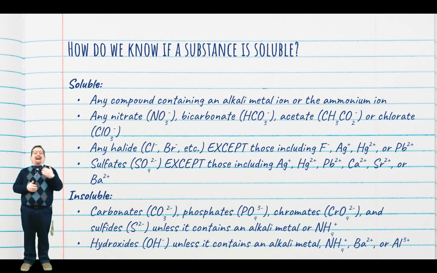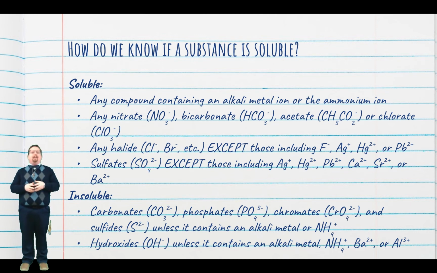If it contains a halogen ion, which we call a halide, it's going to be soluble unless that halide is fluorine, or if it's a halide formed with silver, mercury, or lead too. All sulfates are soluble unless they're combined with silver, mercury, lead 2, or calcium, strontium, or barium.